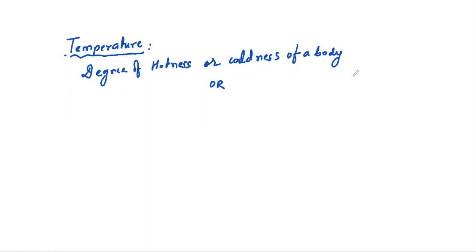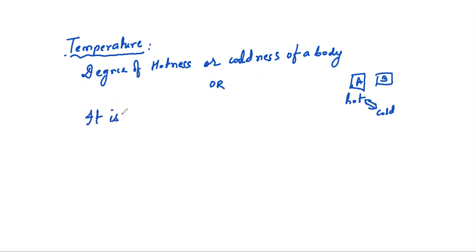Just like you have two substances, A and B. A may be more hot as compared to B, or B may be more cold as compared to A. How do we know which is more hot or which is more cold? That is only by measuring their temperature. All right. Okay. So what is temperature?